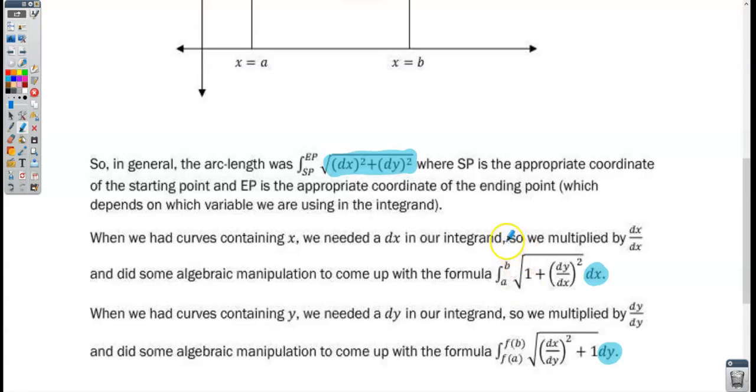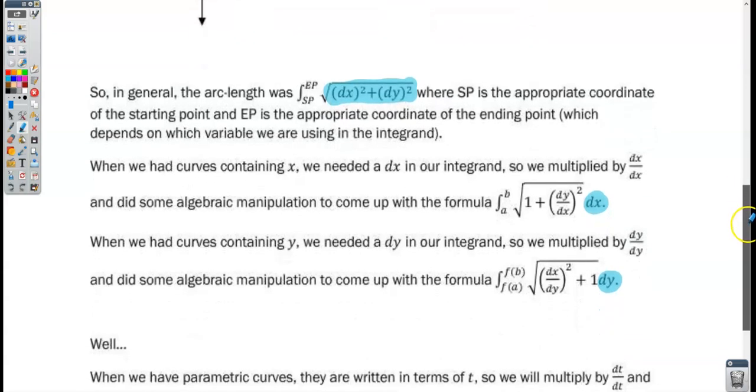And so, when we had y as a function of x, we multiplied through by dx and divided everything in the square root by dx quantity squared and simplified. When we needed our curves to be in terms of y, we multiplied by dy and divided everything in the square root by the quantity dy quantity squared. And we integrated from the starting point to the ending point. If it was in terms of x, we went from a to b. If it was in terms of y, we went from f of a to f of b, based off of my picture that I have up here. Alright, so I hope you all remember doing that.